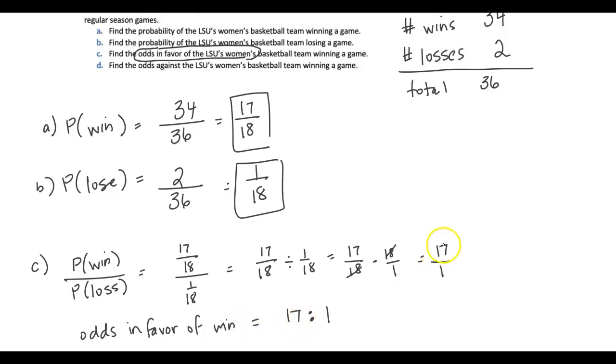Now in this case, whether it's written in fraction form or any other form for odds, we would not reduce 17 over 1 into just 17, because remember that when you're using odds, you're always writing it as a comparison of two values. This would be the number of wins to the number of losses. So we wouldn't be able to go down to just one number. It always has to be a comparison of two.